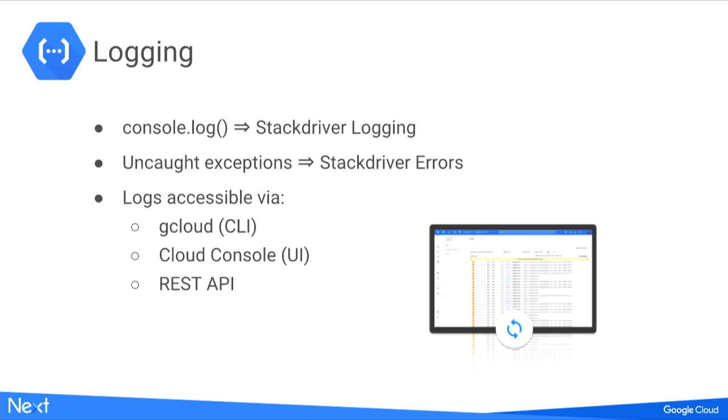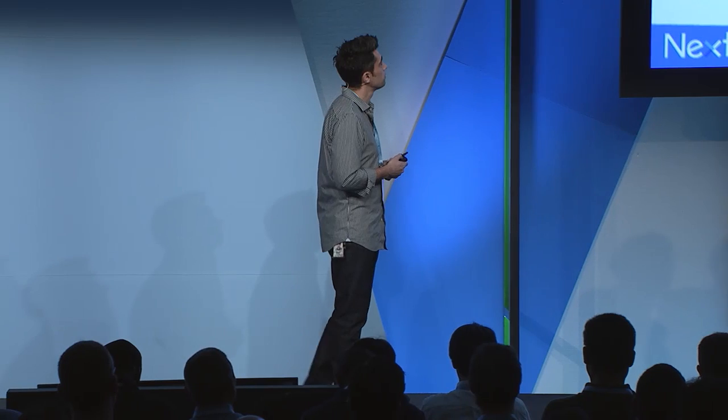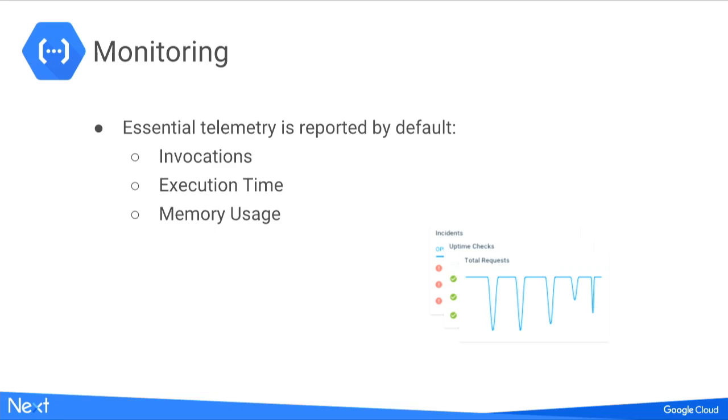If you have an uncaught exception in your code, that will get sent to Stackdriver Errors. From there, you can set up alerts to tell you that something's gone unusually wrong that we didn't expect with the function. And all of this is available through CLI, UI, and API. The monitoring, we report the essential telemetry that you need: how many times your function is being invoked, how long it ran for, and how much memory did it use.